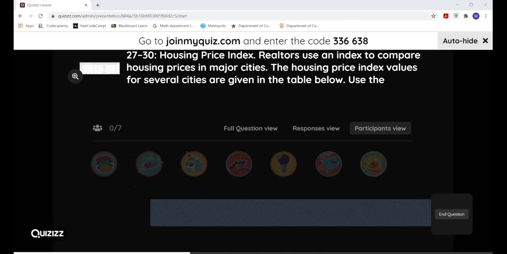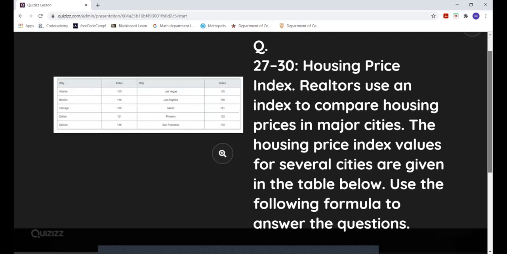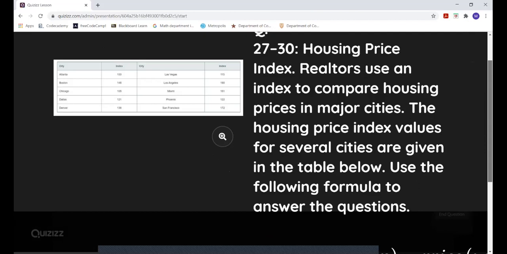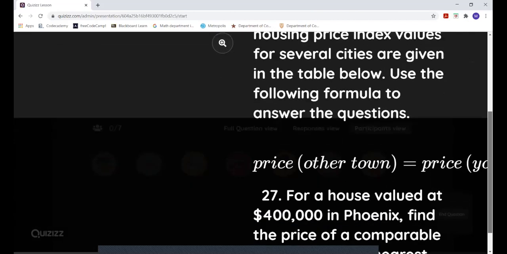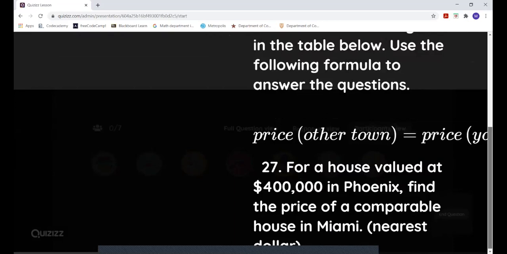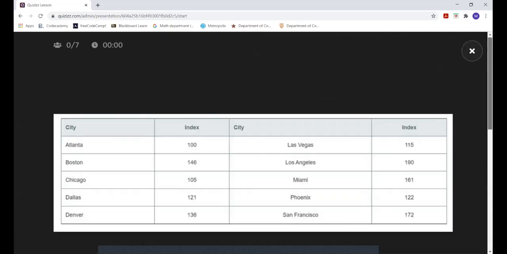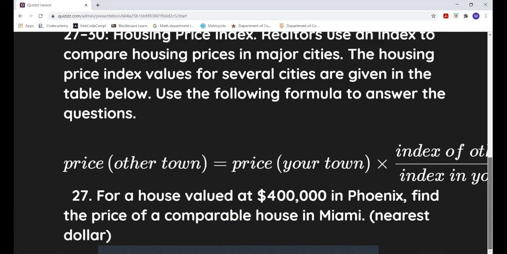Okay. Housing price index. They give us the formula here, but it's basically the same formula. So the price in the other town equals the price in your town times the prices in the other town over prices in your town. This is giving me kind of a weird view. If I enlarge it, does it make it better? Slightly, but not a whole lot. The index of the other town over the index in your town.